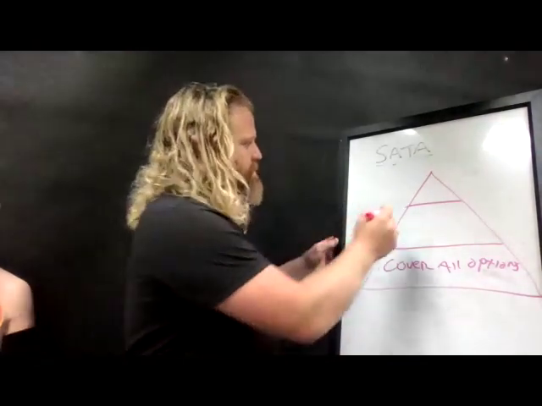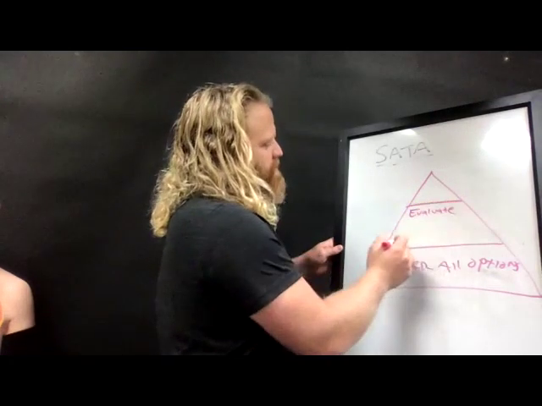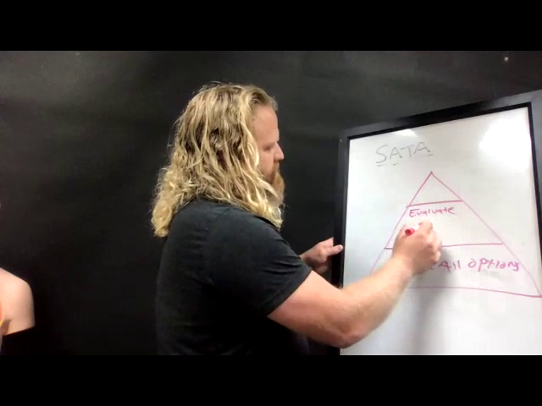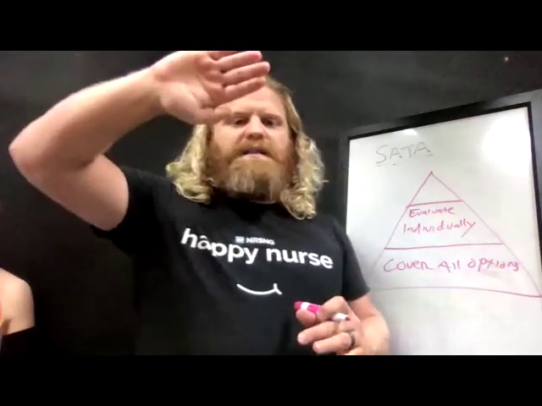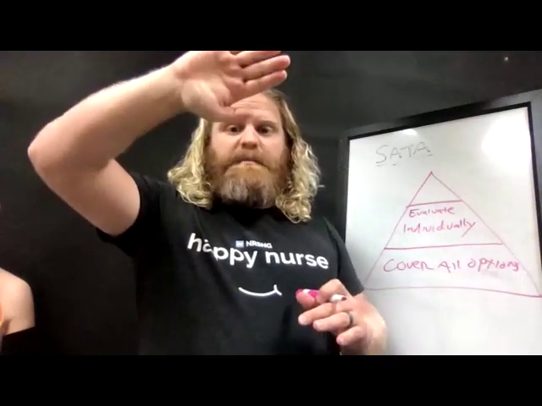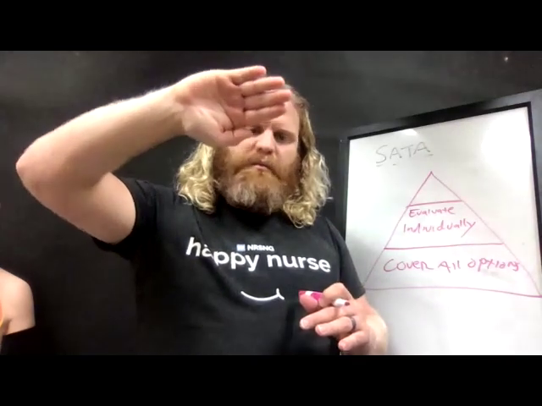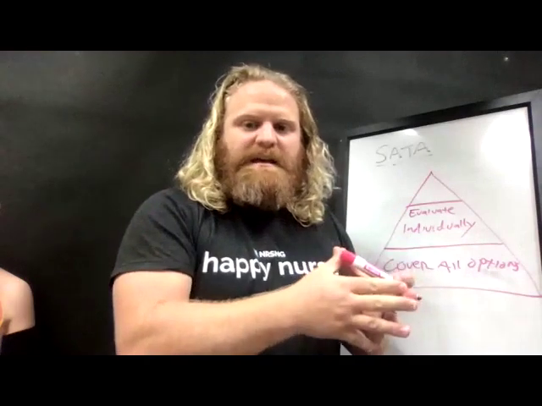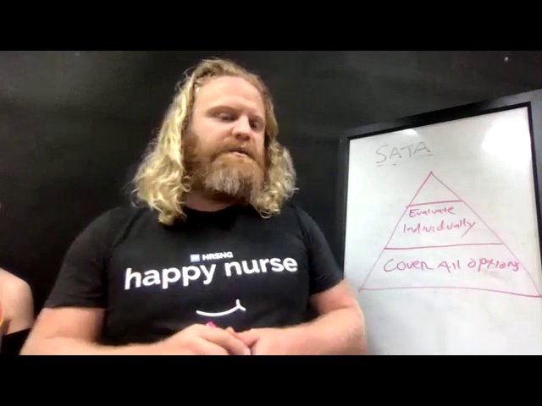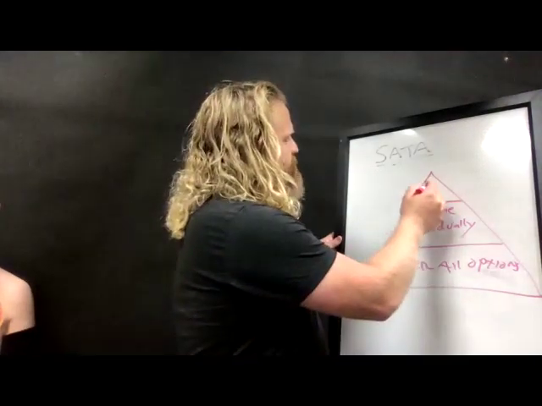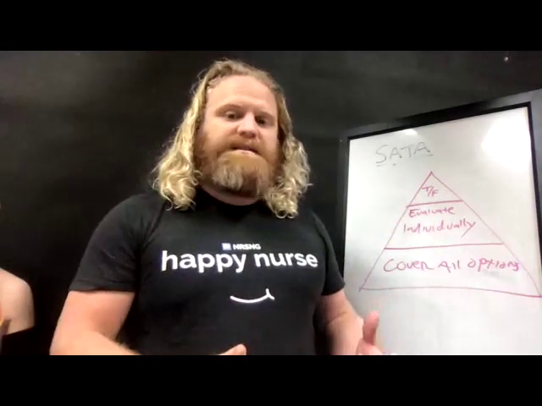Then what you do is you evaluate each answer option individually. So you've got the answers covered, then you evaluate each answer option individually. You move down one at a time. You evaluate answer option A, then you evaluate answer option B, then you evaluate answer option C, and you do this individually. And as you do this, you turn each answer option into a true-false statement.